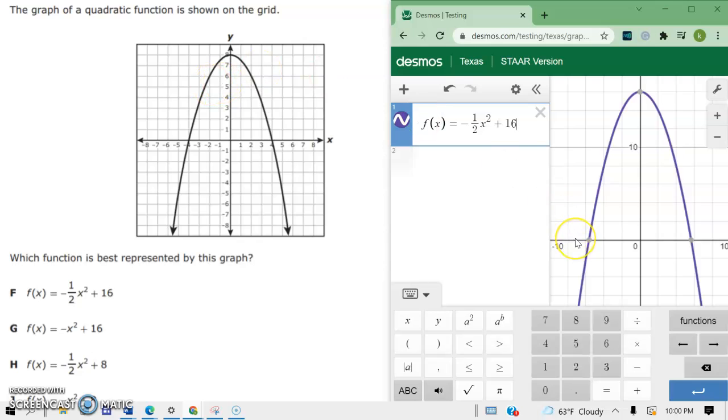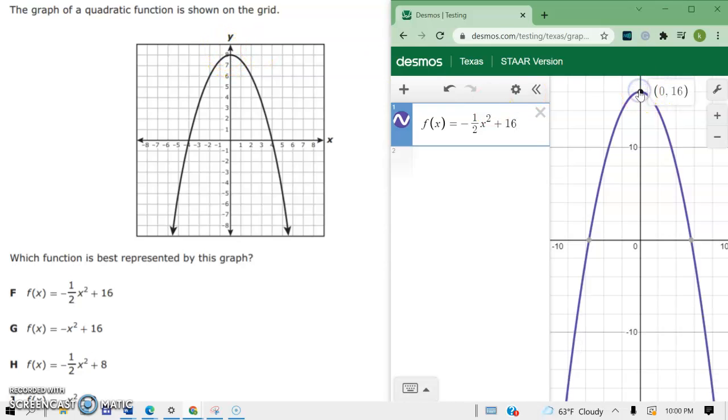Does it look like this one? Well, it's going down. It's like a sad face. But let's look at some numbers that we need to discuss. Look at the number up here. It is touching at 8. And if you click on right here, look at the number right here. It is 16. Just because of that, it is not this one.